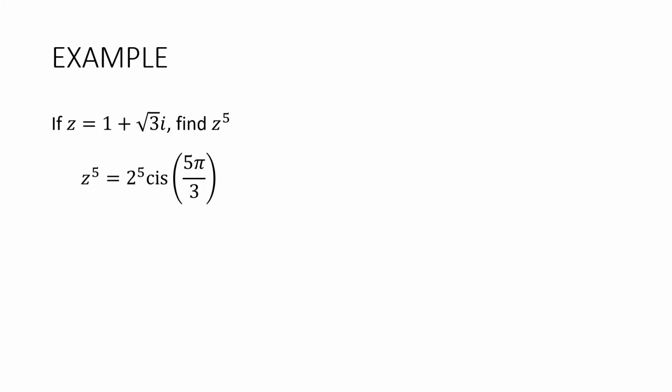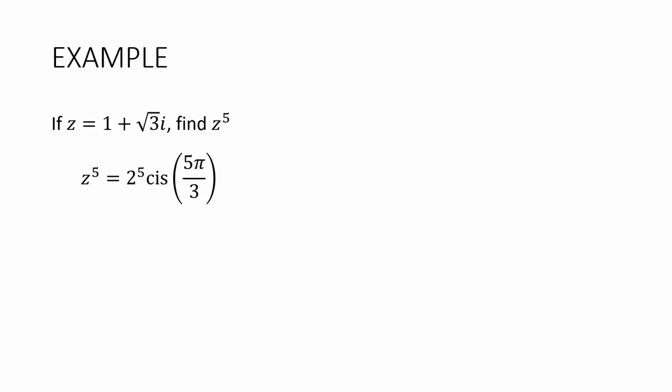So we could just write it as 32 cis... Oh, but hang on a minute. This is outside the bounds of our principal argument. This is greater than pi. Do you remember how to get it back in there? We're just going to subtract 2 pi from it. So that's going to give us negative pi on 3. So we could leave it as 32 cis negative pi on 3.